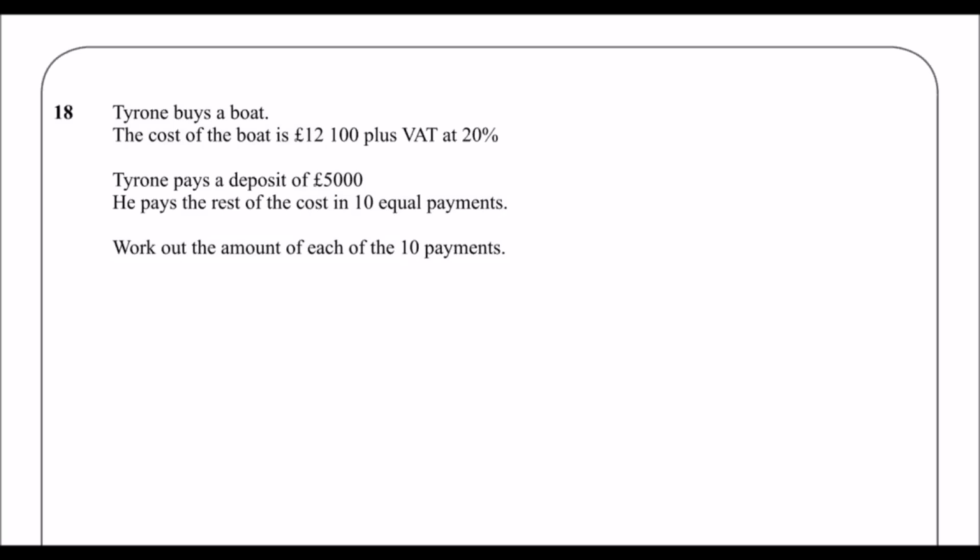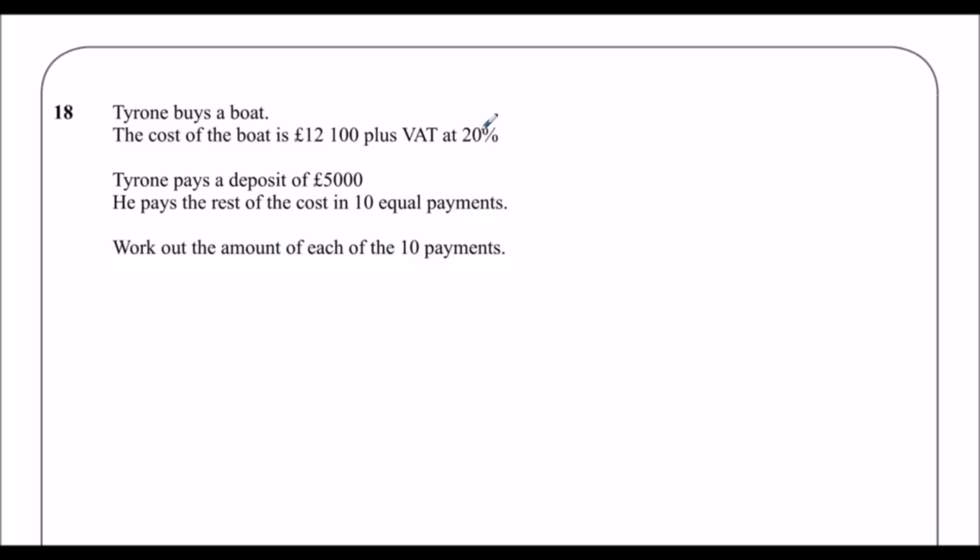Question 18. Tyrone buys a boat. The cost of the boat is 12,100 plus VAT at 20%. Tyrone pays a deposit of 5,000. He pays the rest in 10 equal payments. Work out the amount of each of the 10 payments.